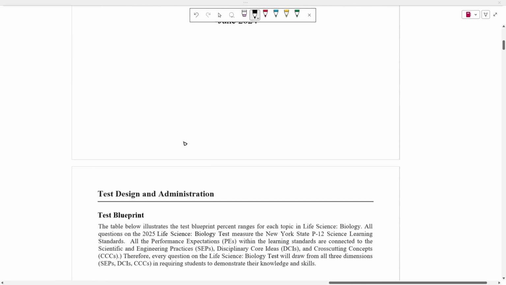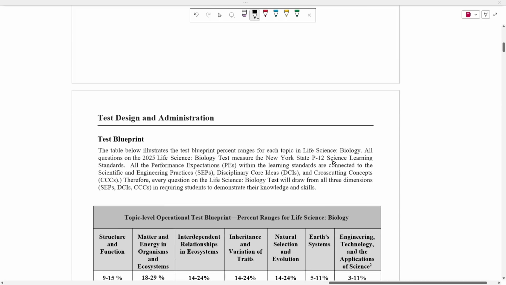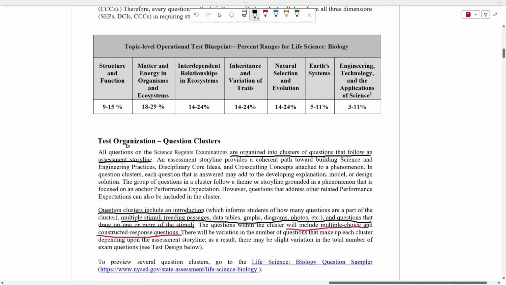For those of you that are confused about what this document is, it's the Educator's Guide to Regents Examination. What that means is that this is the packet that they give all your teachers. It pretty much covers everything that's going to be on the test and what to expect. So if we look at the test blueprint, we know that the test is organized in question clusters, meaning that all questions on this Science Regents examination are going to be clustered into questions that follow an assessment storyline.